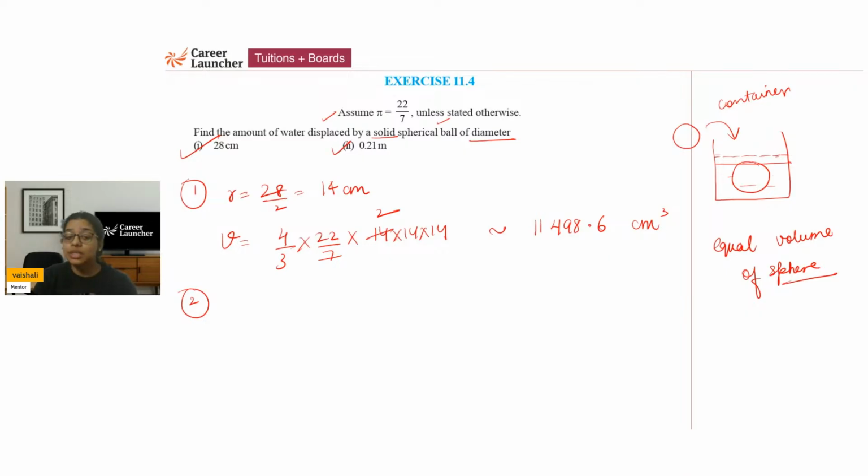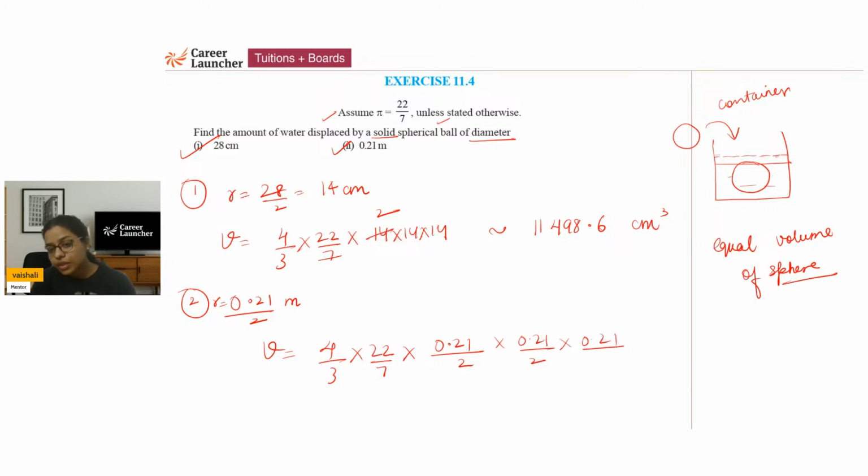Now the next thing is question number 2. इसमें मुझे meters में given है that my radius is 0.21 divided by 2 meters. So it means my radius is 0.21 divided by 2. Now what about the volume? 4/3 pi r cube. Again the same thing. Now it's up to you. If you want to remove the decimal, आप 2 zeros denominator में रख सकते हैं. So this is around 1, 2, 3, 4, 5, 6. So there are 6 zeros in total.